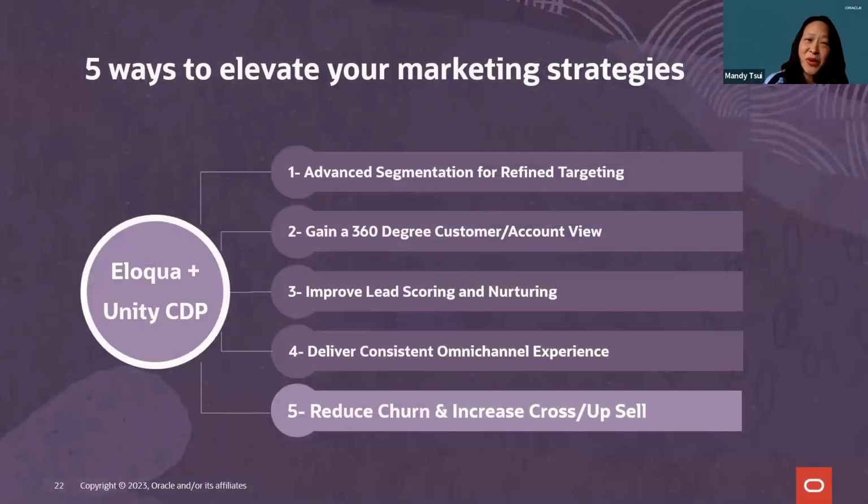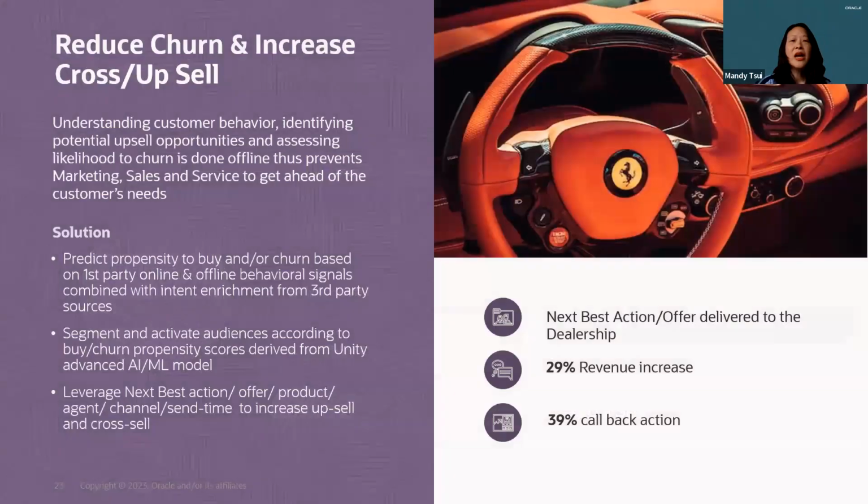Last but not least, the fifth way that we would like to share with you to elevate your marketing strategy is to reduce churn and increase cross-sell and upsell. This particular strategy was leveraged by Ferrari. So Ferrari wanted to be effective on their new car service upsells and also have customers whose warranties were expiring renew.